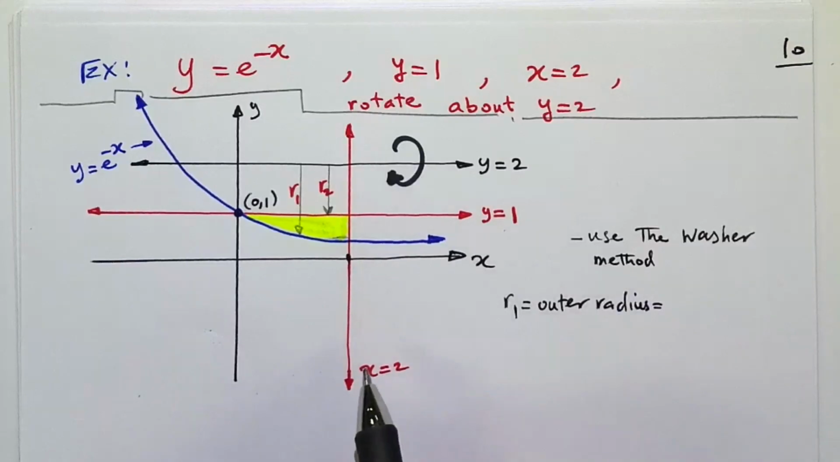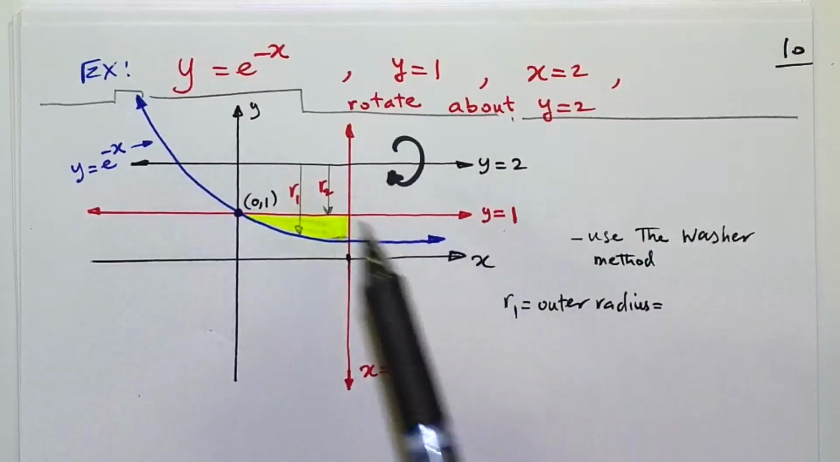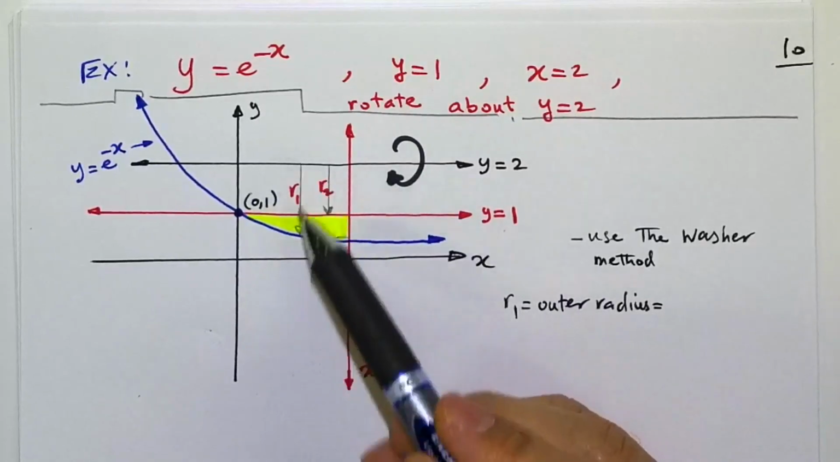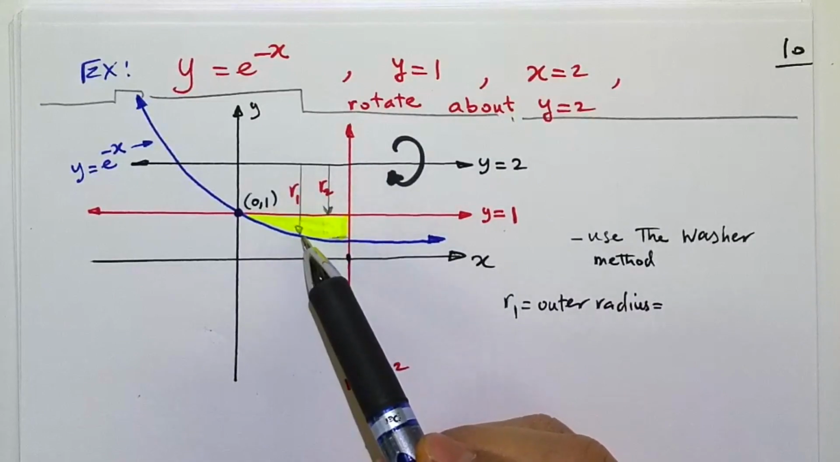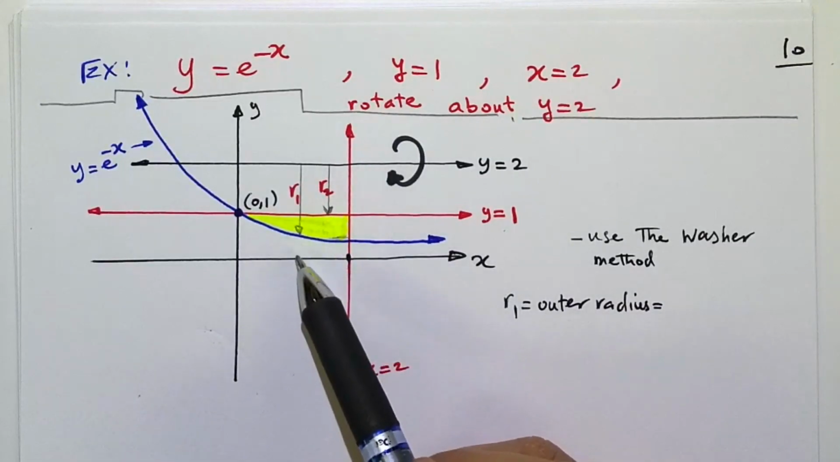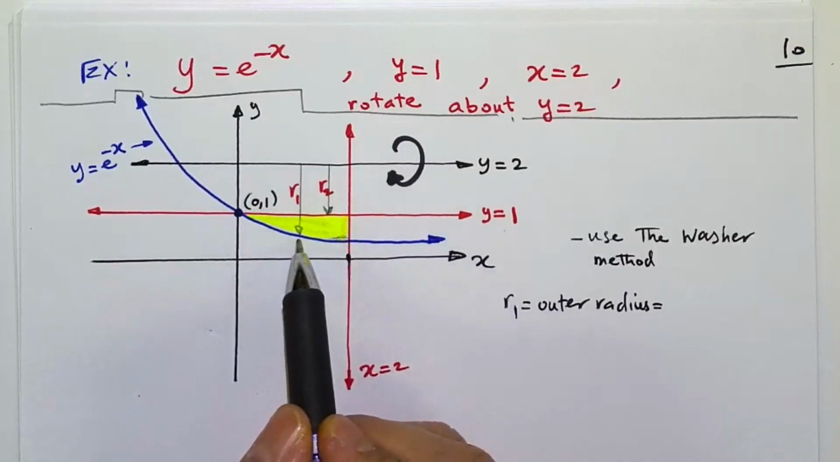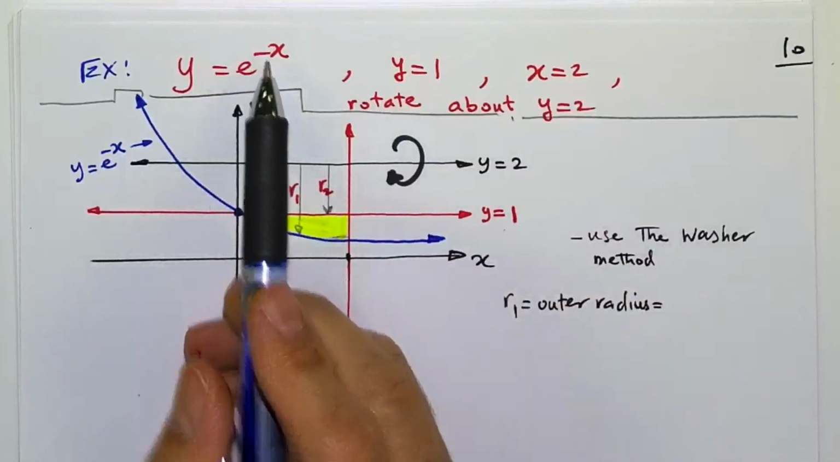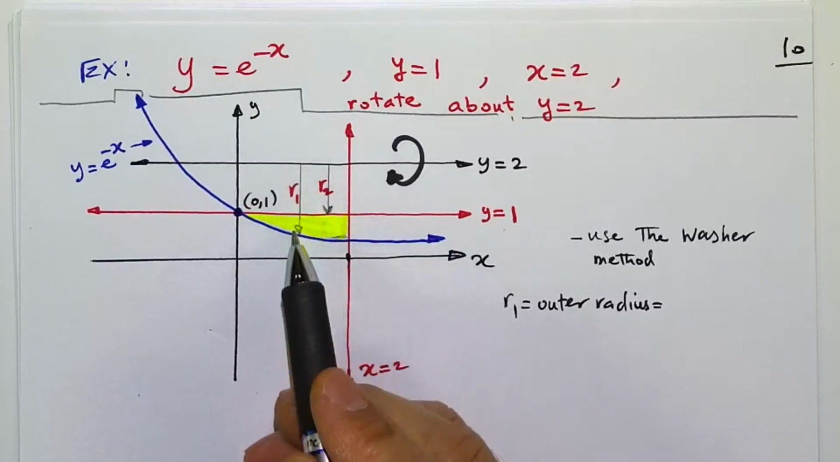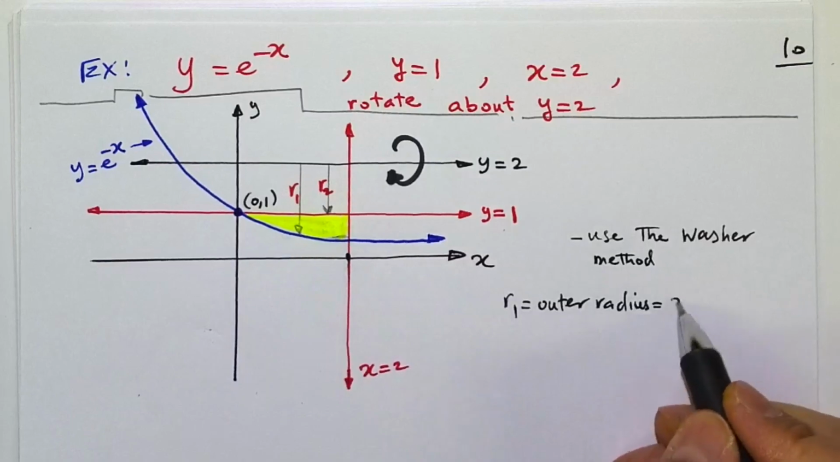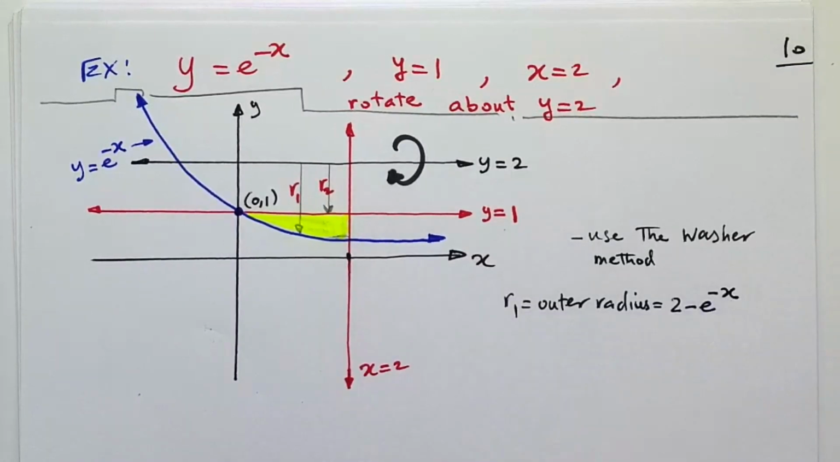So what is its measure? We know that from this y equals 2 line to the x-axis is 2 units. Now the outside radius is going to be shorter than 2, right? This curve doesn't reach the x-axis. So 2 minus this curve, where y equals e to the negative x represents that height. So 2 minus that distance will be the outside radius: 2 minus e to the negative x power.